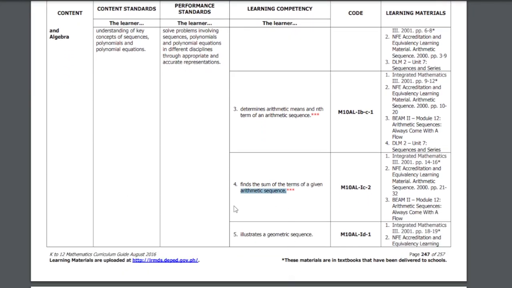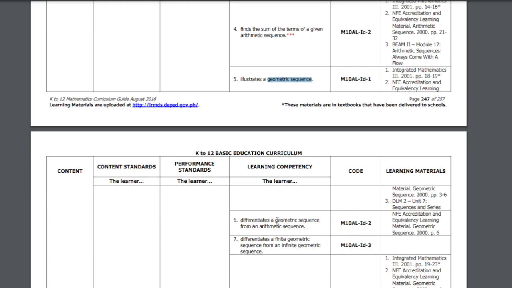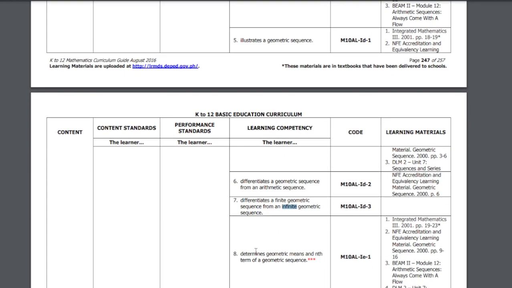Then we're going to move on to geometric sequence, right? And then, of course, we're going to differentiate the both of them. What is the difference between geometric and arithmetic? And number 6 video will talk about that. Again, then we're going to differentiate the finite sequence from an infinite sequence, right? And then determine geometric means and nth term of a geometric sequence.